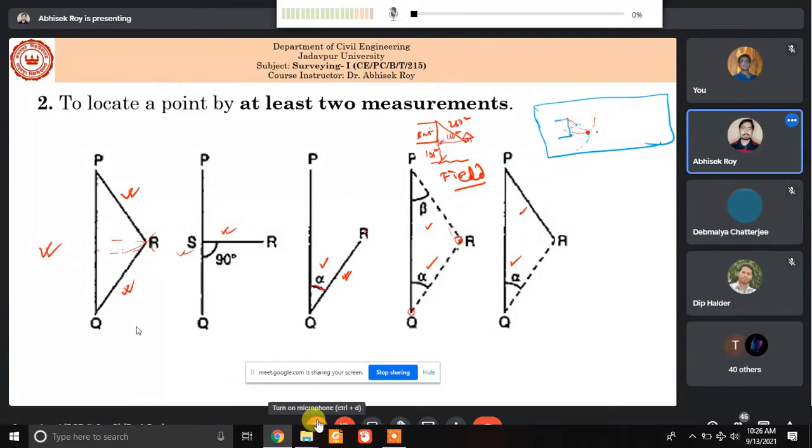Okay. Let me explain further. If you want to plot, suppose this is a building and you want to locate it, suppose this is the building, your project impact building. Have you seen it in Jadavpur University?